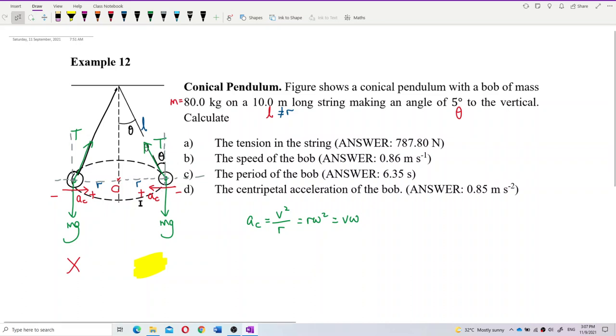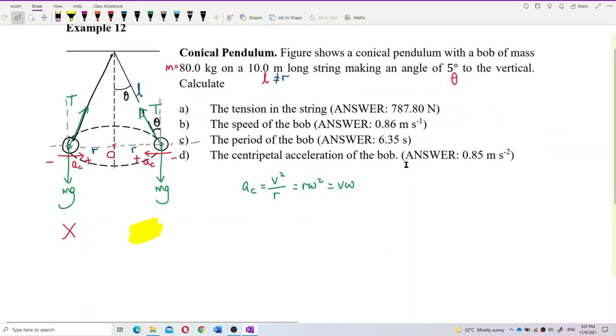Let's find the radius. I think the radius is very much needed. Let's find the radius first. So how to find the radius? The length is given. This theta is 5 degrees.